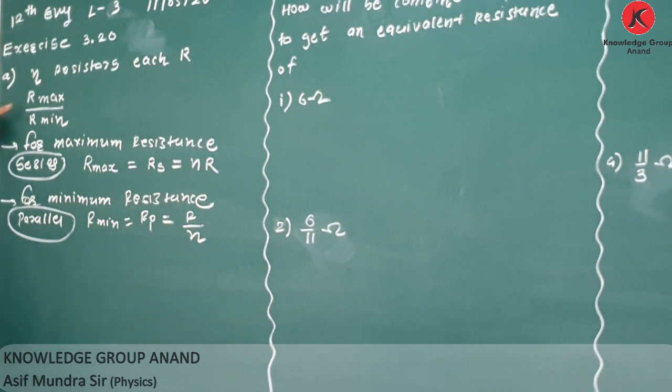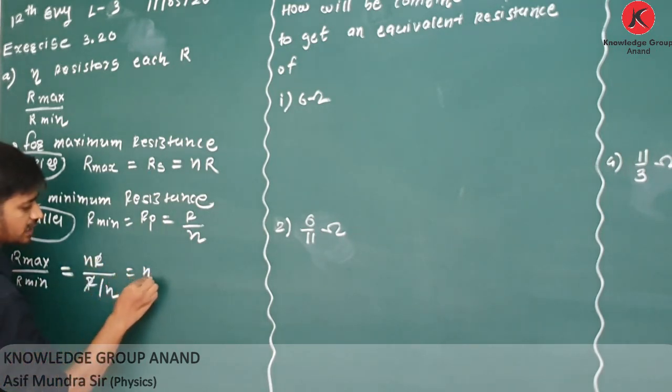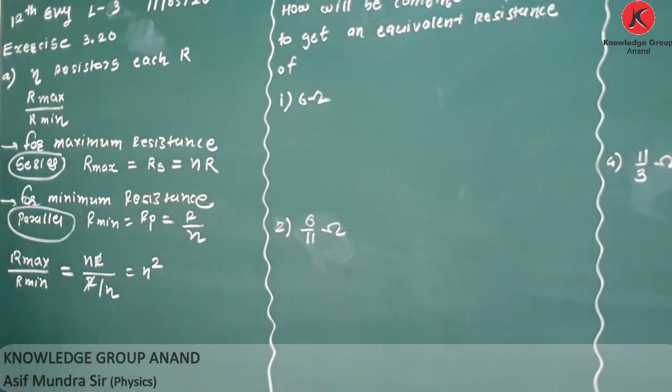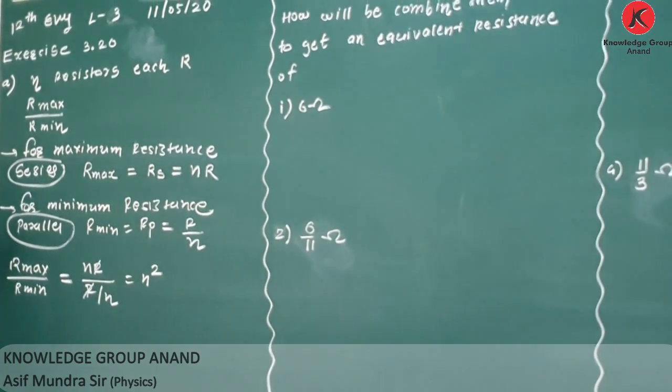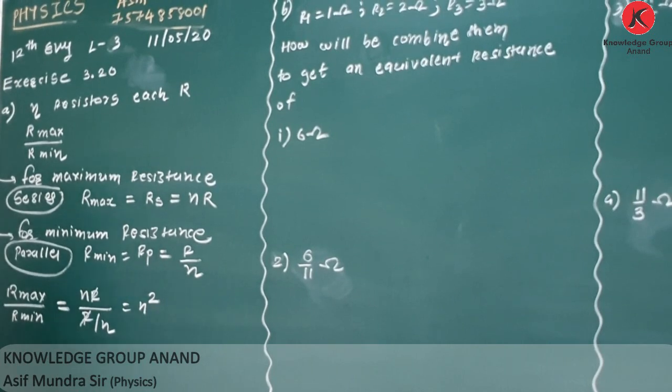Now you have to find the ratio of R maximum to R minimum. Then R maximum upon R minimum is equal to NR upon R divided by N. R cancels, so your answer will be N square. So remember, the ratio of maximum resistance to minimum resistance is equal to N square. If you are asked R minimum upon R maximum, then your answer is 1 upon N square. Okay. Now question B.